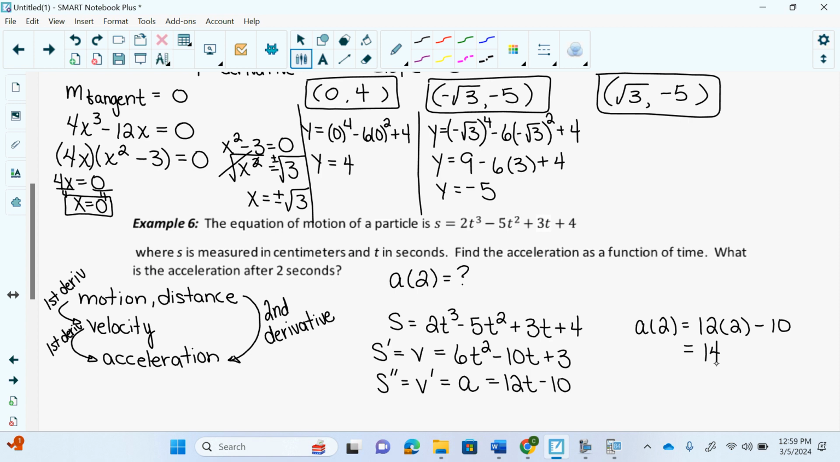14 what? Meters per second squared. Acceleration is meters per second squared. Velocity is just meters per second. Well, length per time, and then length per time squared, whatever the length of the time is.